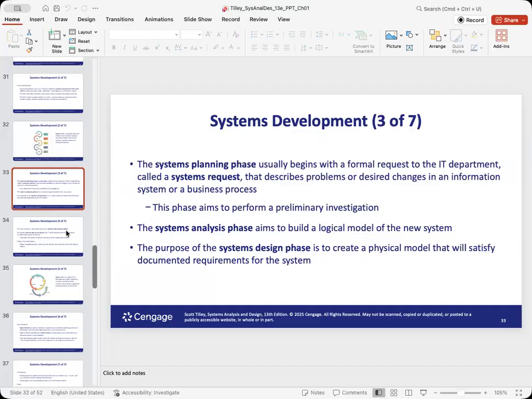So the systems planning phase begins with a formal request to the IT department. You may be in the IT department, then you get a message that, oh, we need a laptop. All right. That's a systems request. We need a laptop. Then they will explain why they need a laptop.